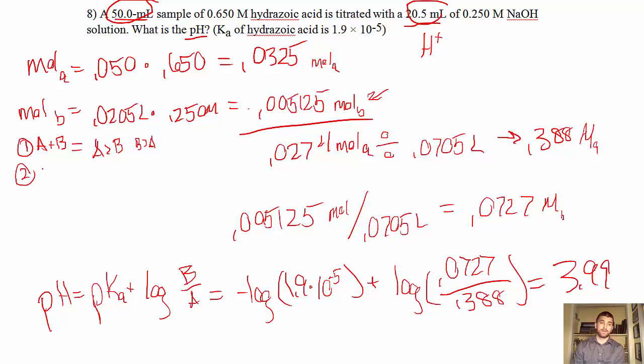So after I mix them, acid left and base left. How much of each thing do you have? And then you can go, all right, once I know that, I can do the Henderson-Hasselbalch equation and get your answer. Fun.